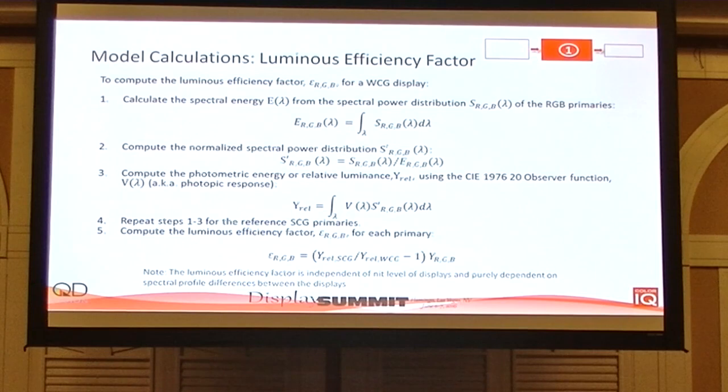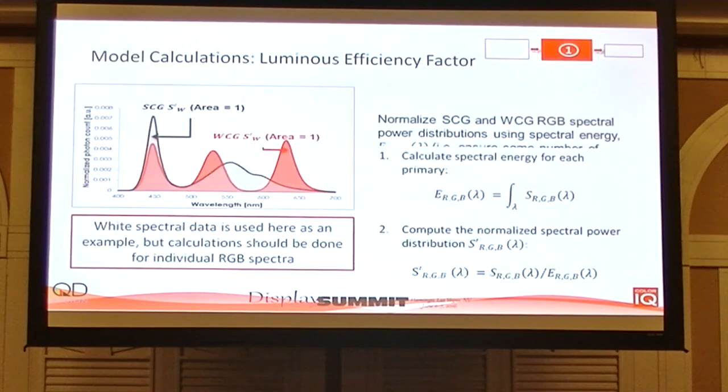But basically, what we're doing here is, as I said, we're taking a standard measurement of the spectra. We're normalizing that spectra for both the standard and the white color gamut. And we're computing the photometric energy, or the relative luminance, for each. And we do that both for the white color gamut and the standard color gamut. And then we divide out that photometric piece, so that we have a photon representation of the brightness.